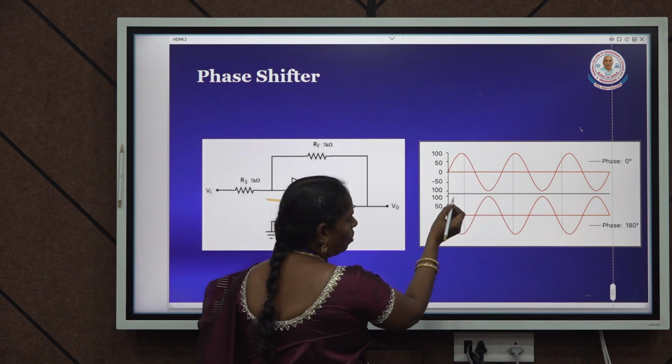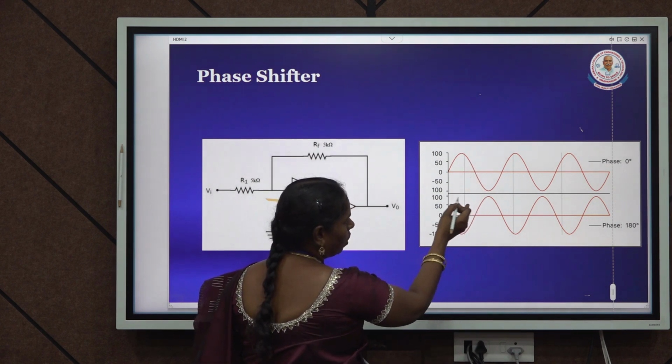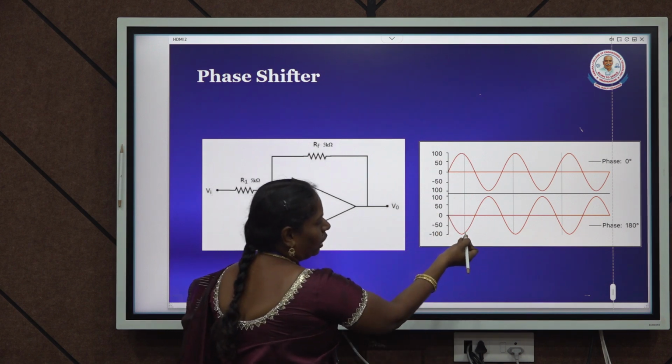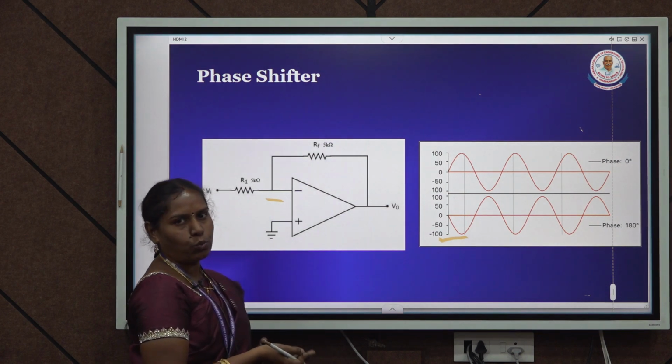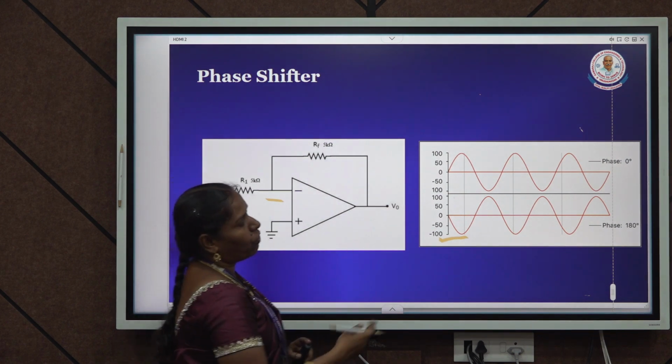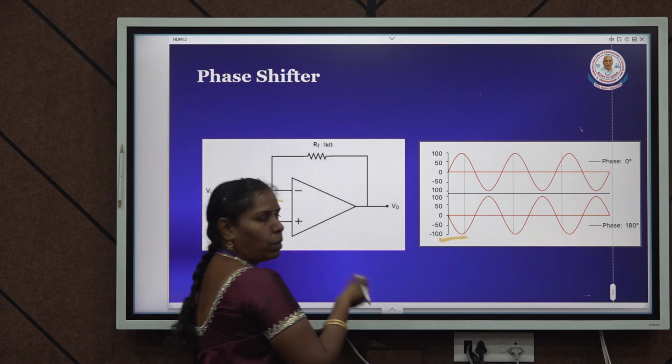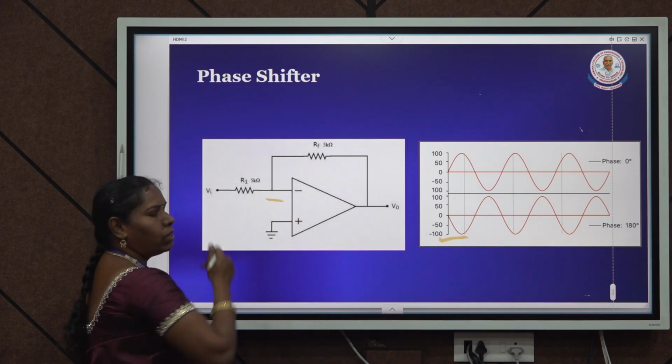So, there is no change in magnitude. Here also the output is around 100 and for the negative half cycle that is minus 100. So, there is no change in magnitude, but there is a change in phase of 180 degrees. So, this can be possible with the help of an inverting amplifier.